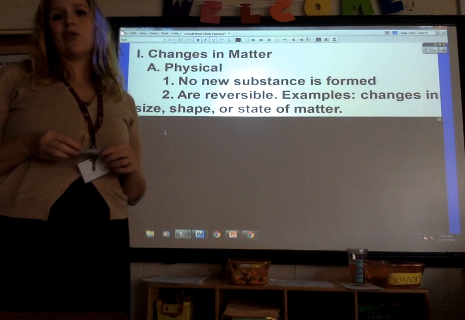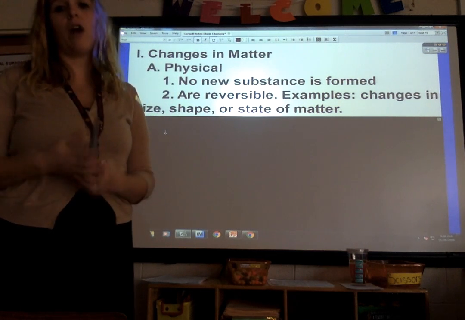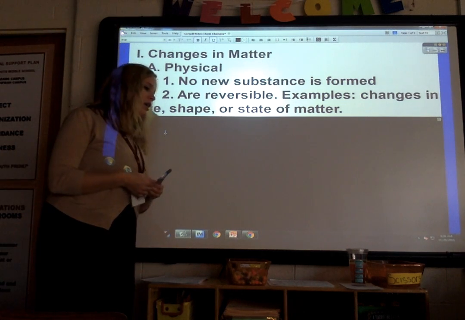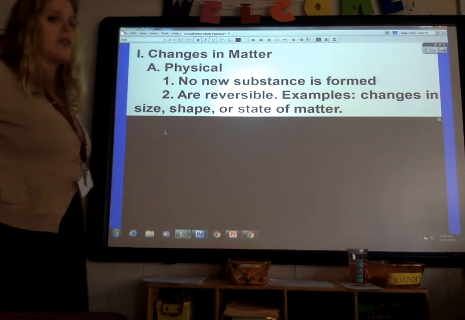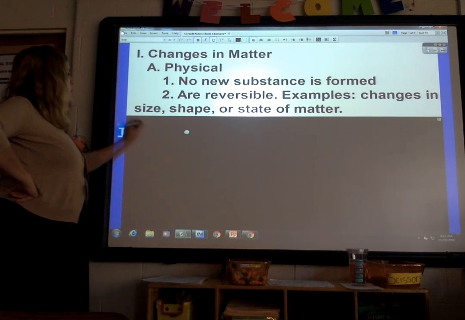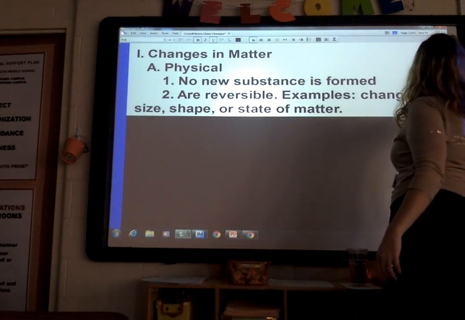So there are many ways you can change an object. It hasn't changed chemically. Its chemical composition is still the same. So even if we fold a piece of paper, though the paper's changed in size, it's still paper. Okay, so these are examples of physical changes of matter. No new substance is formed. You still have the same substance, and all changes are reversible. All the same.